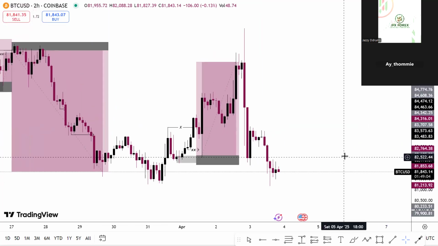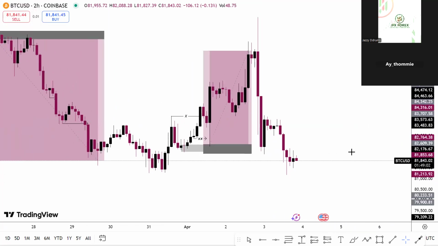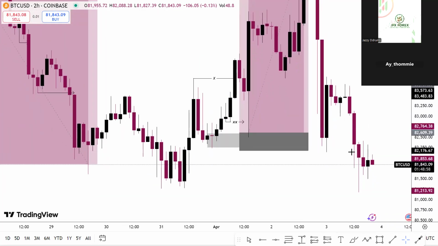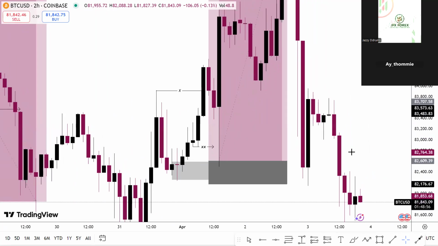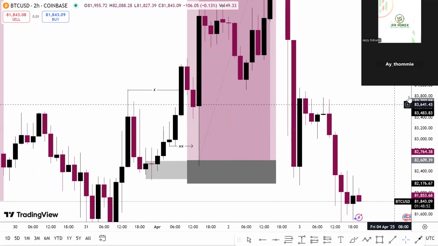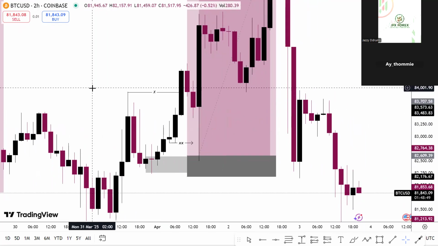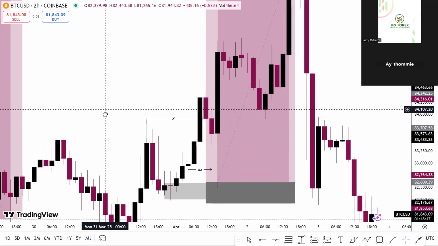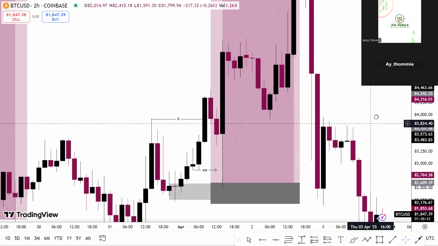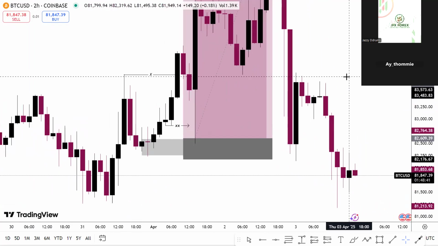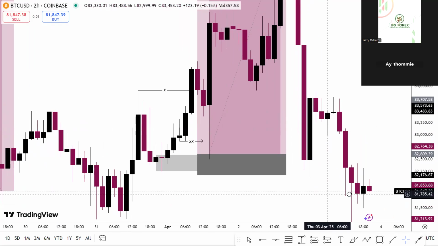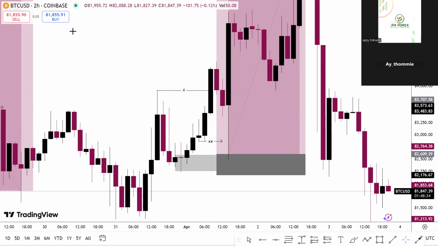So this is the same thing I've been talking about: the major break of structures, the minor break of structures, and liquidity. That's what we are still combining. That's what we're still going to explain today, and a little bit of a new topic. Let's just see how it goes before the time runs out.